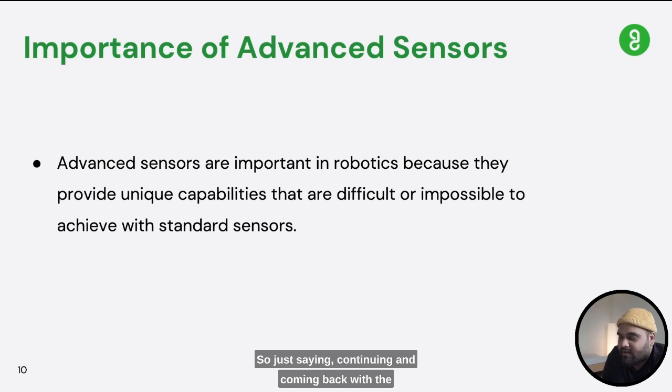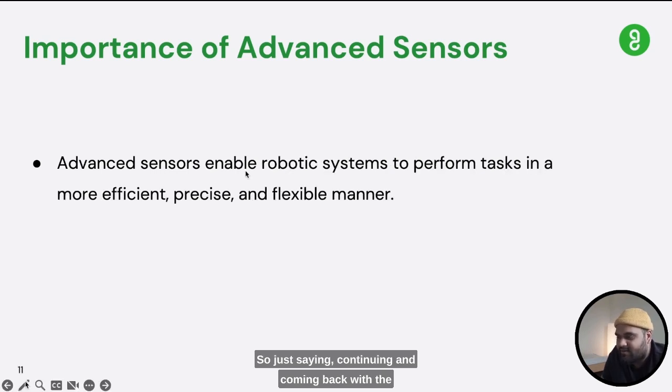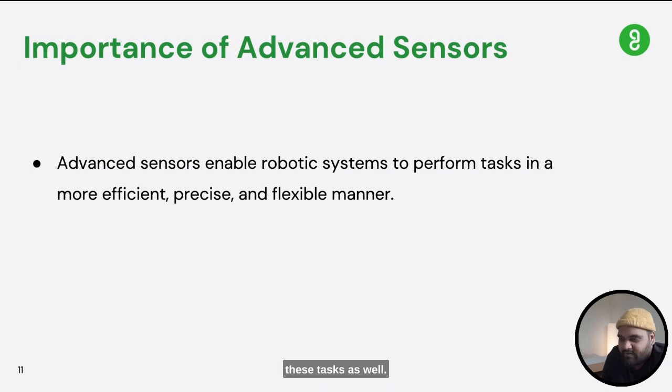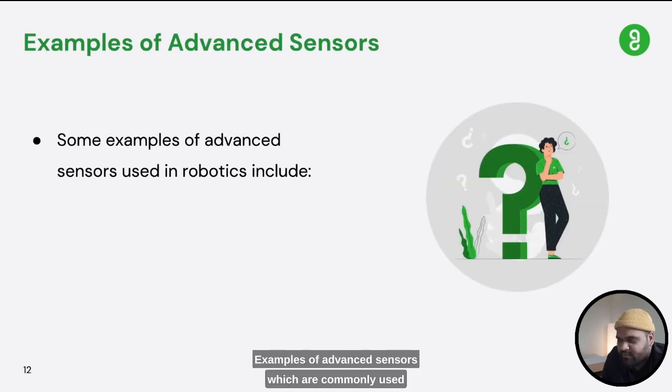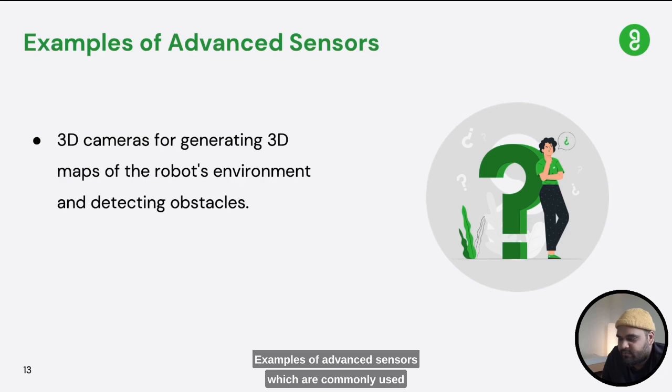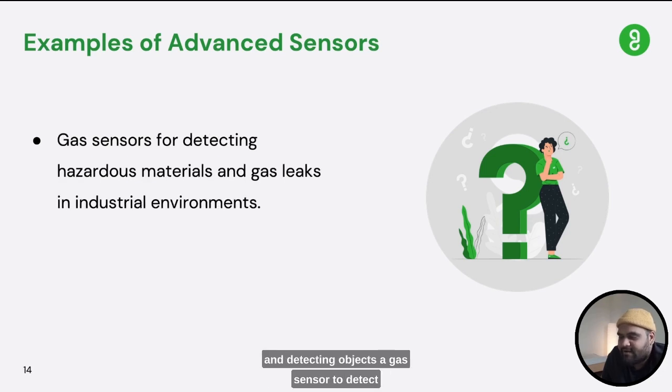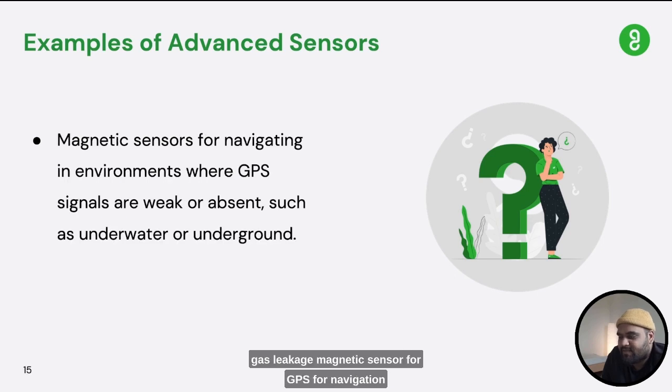So just saying. Keep continuing and coming back with the sensors, which enable an efficient, precise, flexible manner. Okay, because sensors enable robots to perform extremely difficult tasks. And these difficult tasks can create problems. And that's why we need sensors which are capable to perform all these tasks as well. Examples of advanced sensors which are commonly used. Okay, a 3D camera, as I said, to understand and detect objects. Okay, a gas sensor to detect gas leakage. Magnetic sensor for GPS, okay, for navigation.